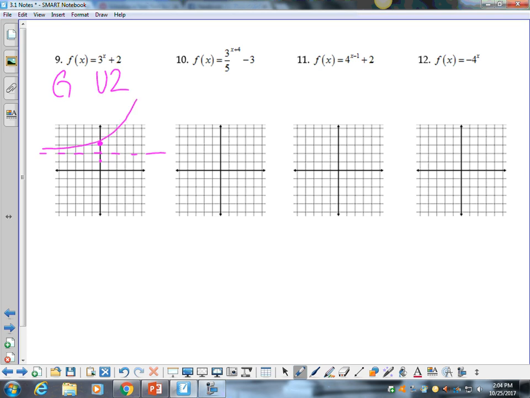Oh, I missed my point. That's when you just go in there and make it bigger. And what's my point? Okay, now you try number 10.